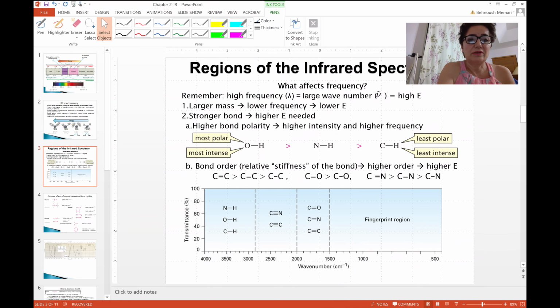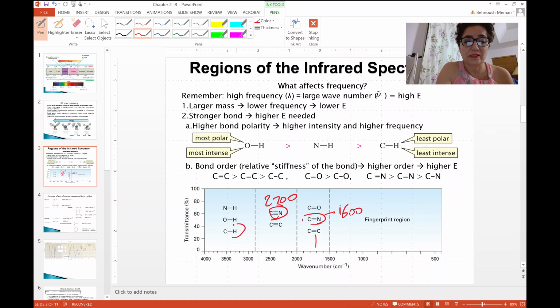The areas where the peaks appear, we have some of them in this table. The approximate location for a CC double bond is around 1600, a CC triple bond is 2200, a CN double bond is at around 1600, and a CN triple bond is at 2200.